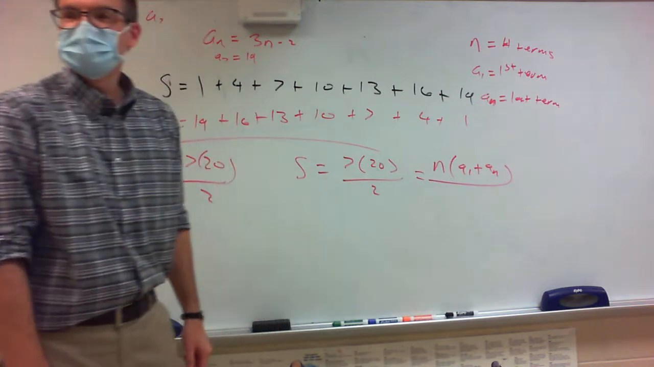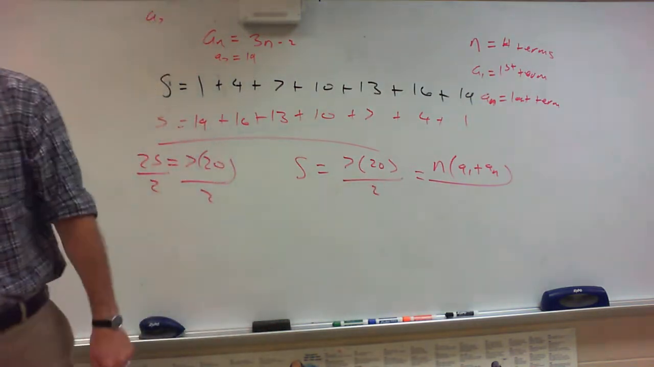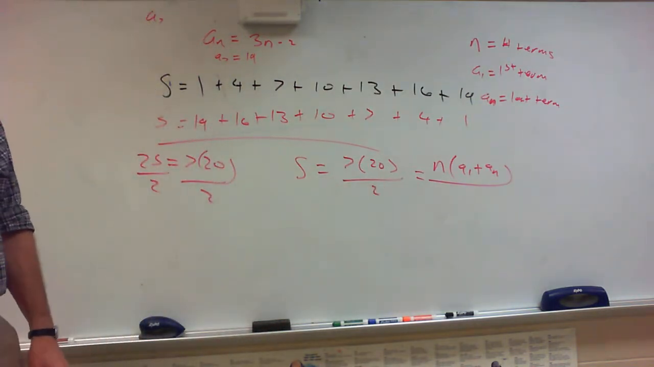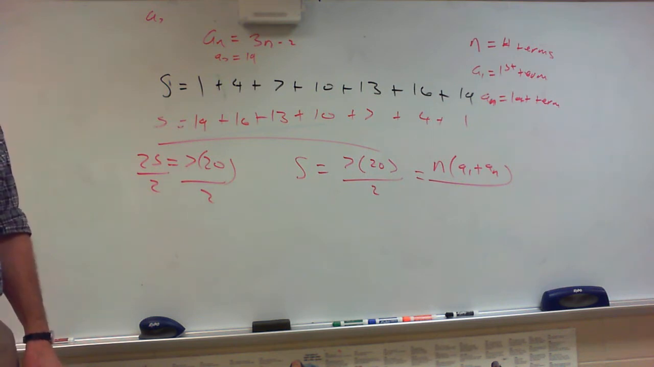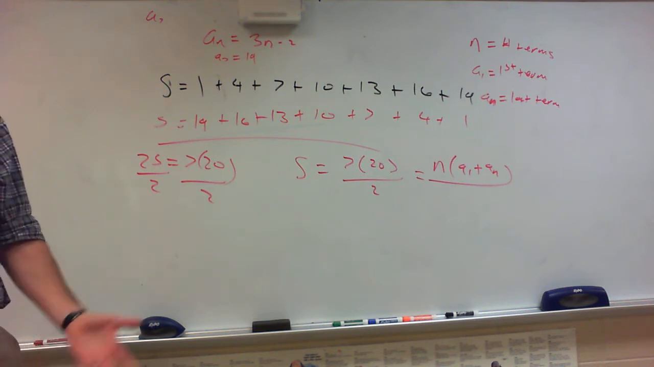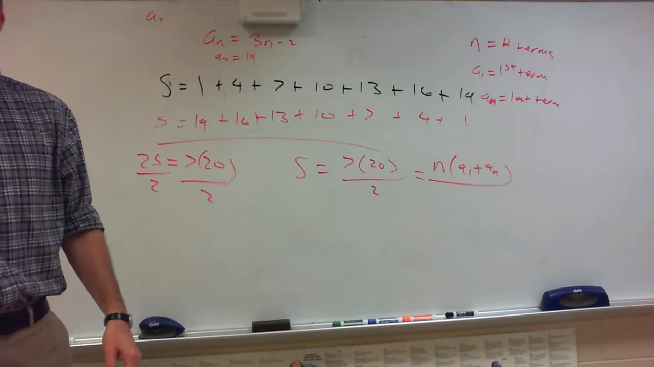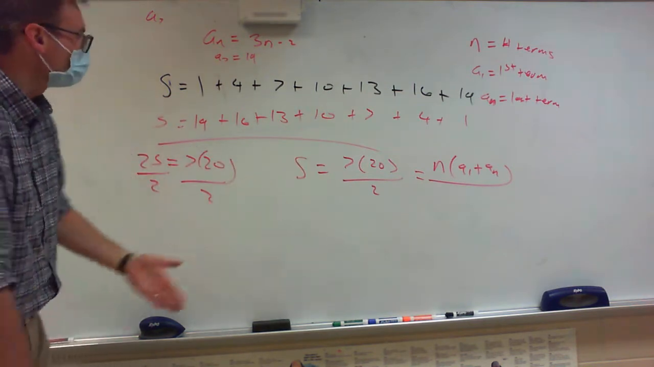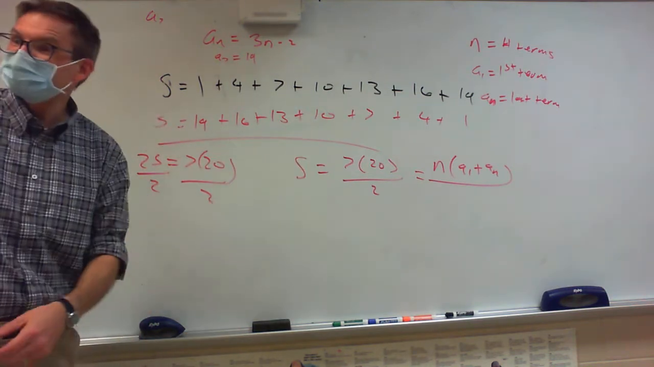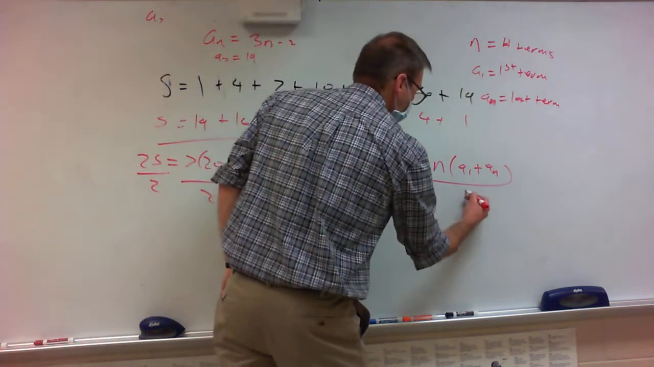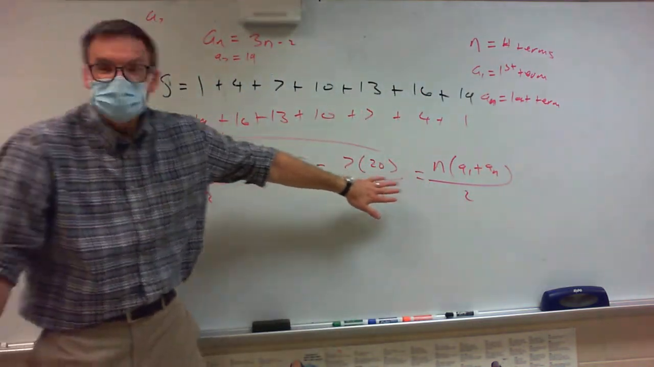And what's the significance of the 2? It's always going to be there, isn't it? Because every time you do this problem, you're going to add it twice and divide by 2, aren't you? Does everybody see where that formula comes from?